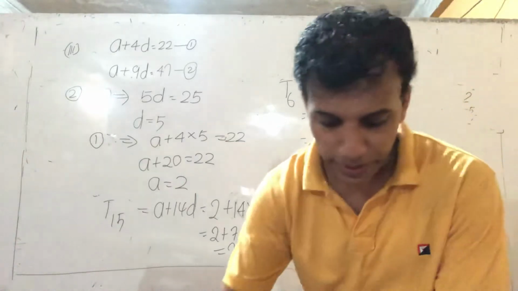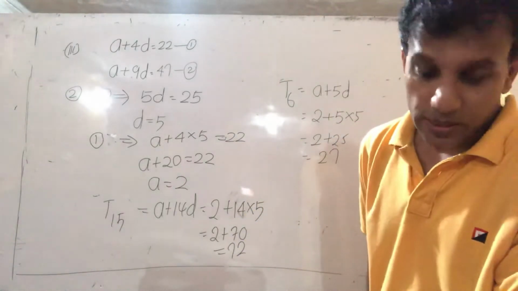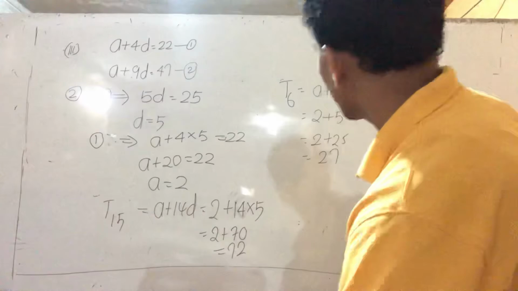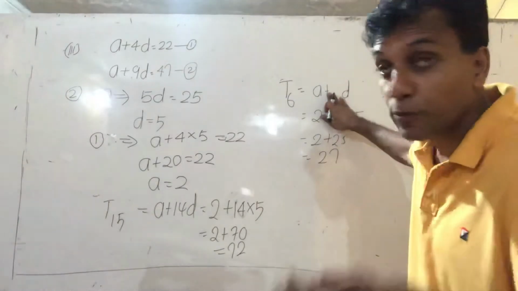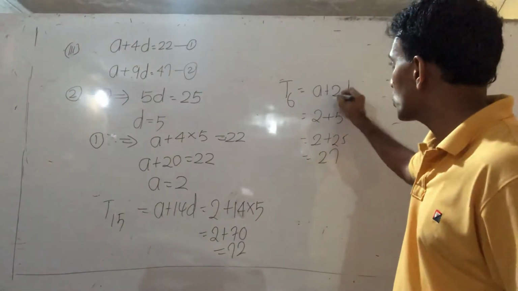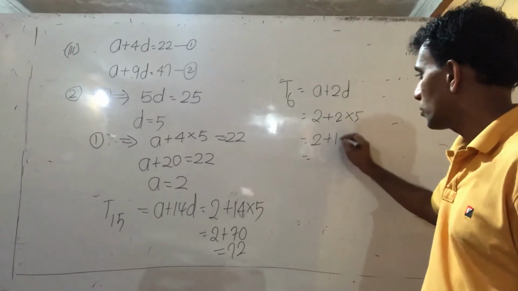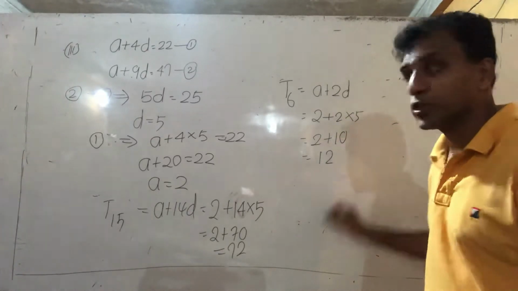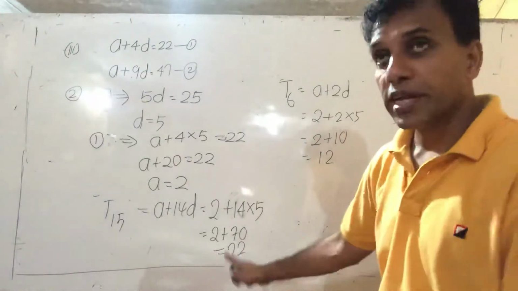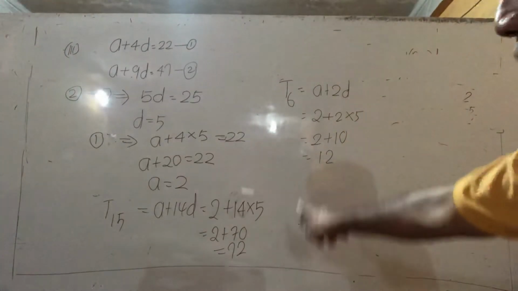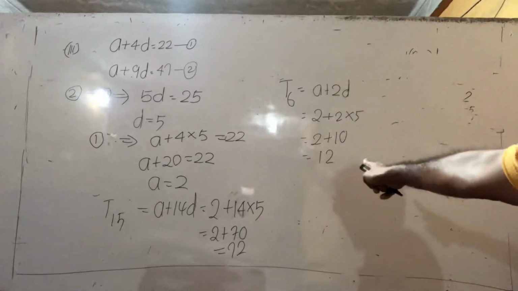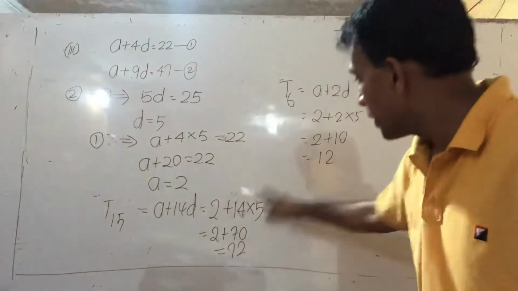The 15th term is 6 times the third term. Read the question properly. The third term is A plus 2D. Check that: the 15th term is 72, and the third term is 12. How many times is 72 of 12?